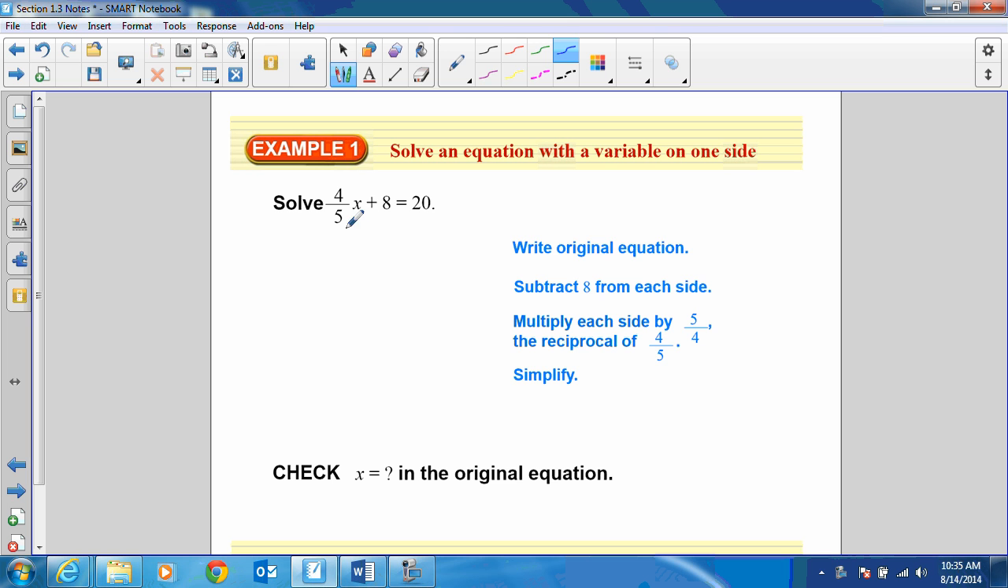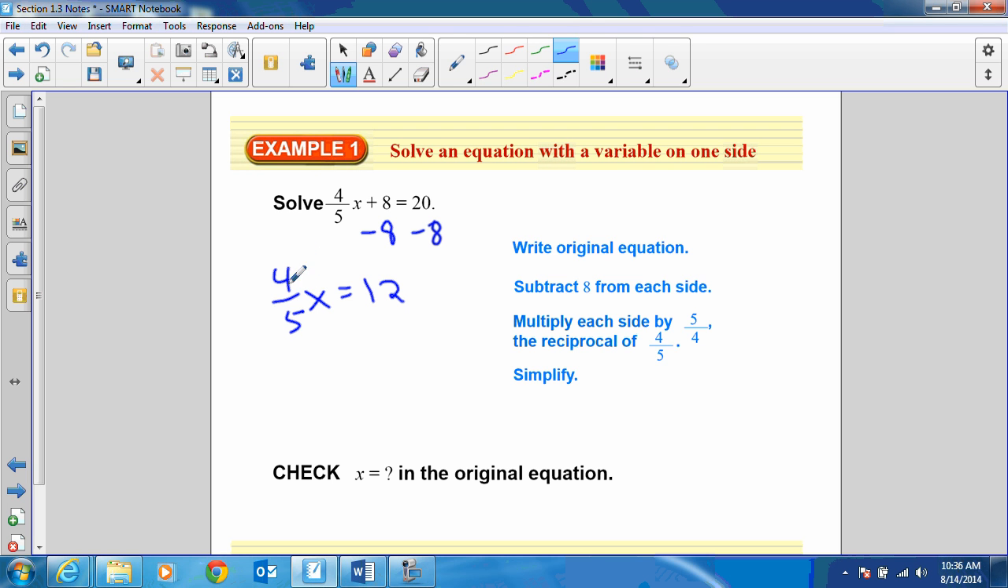The first thing we always want to do is isolate the x. We do that by adding or subtracting. In this case, we're going to subtract 8 from both sides. Okay, so we got 4/5 x equals 12. I always want to isolate the x by itself, and anything that's not attached to the x, you want to get rid of first.